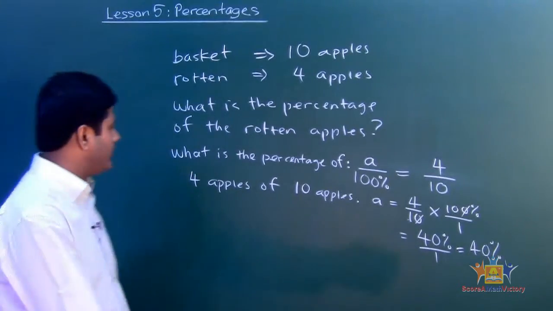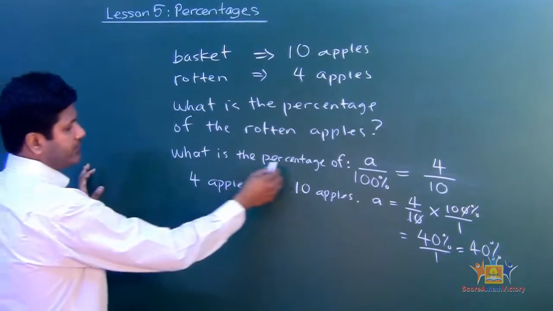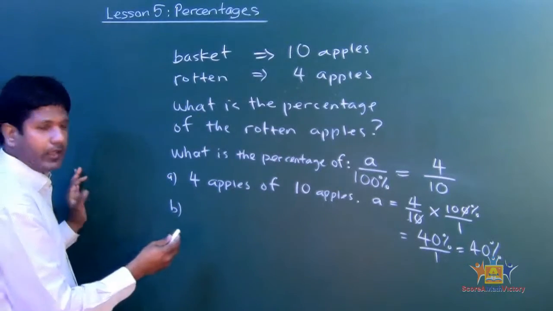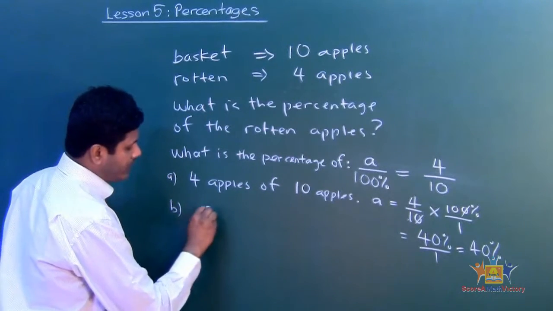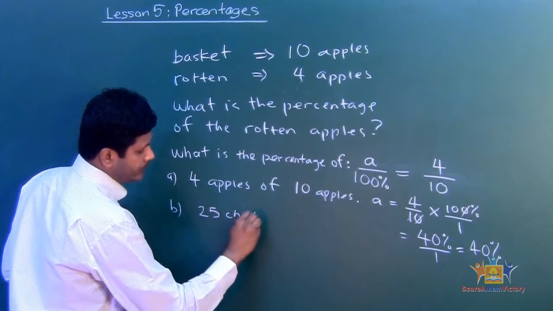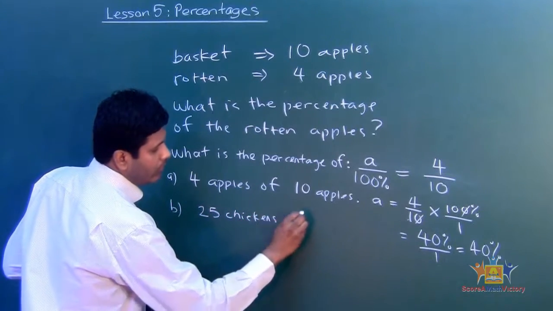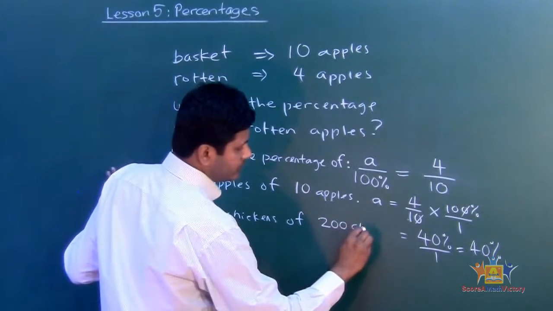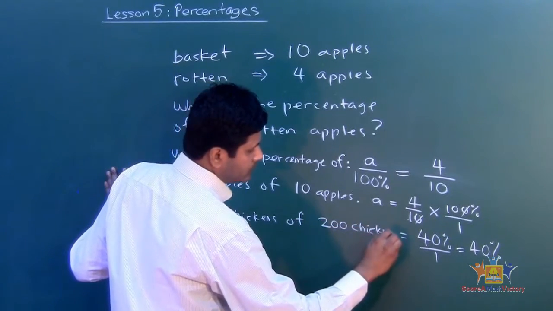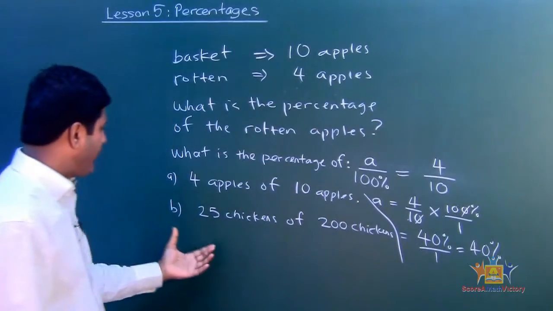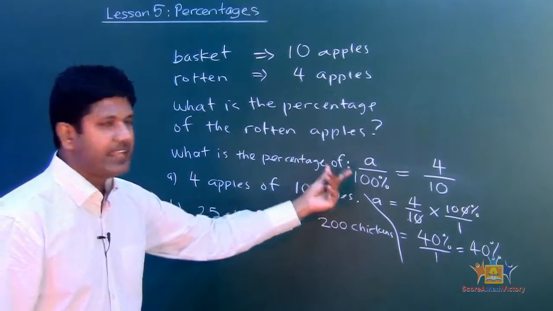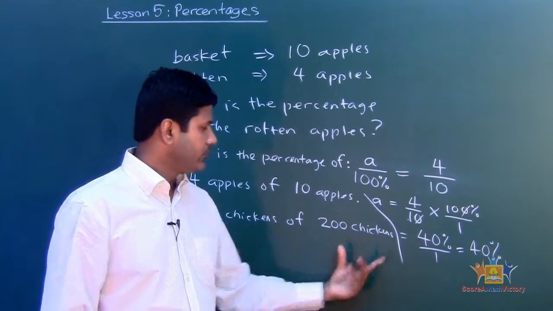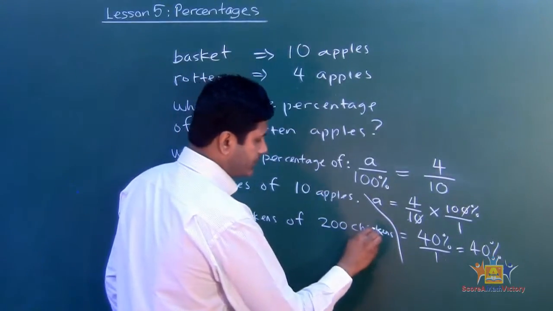All right, so let's do another one. Let's say if I had to ask you, what is the percentage of, let's say this is A, we did that, okay? Let's say B, okay? And I told you 25 chickens of 200 chickens. So I want to find out what is the percentage of 25 chickens of 200 chickens.